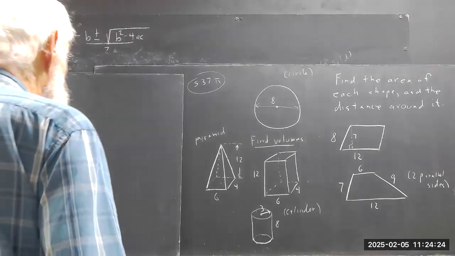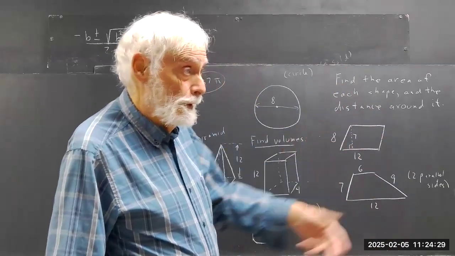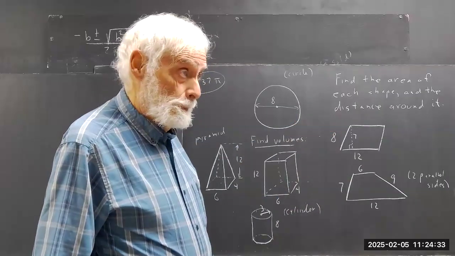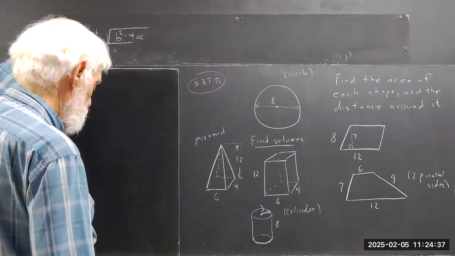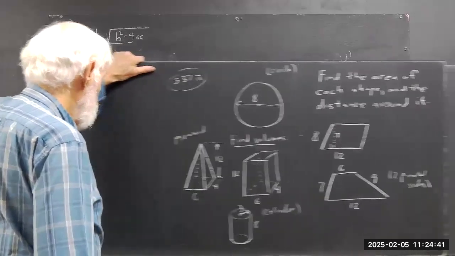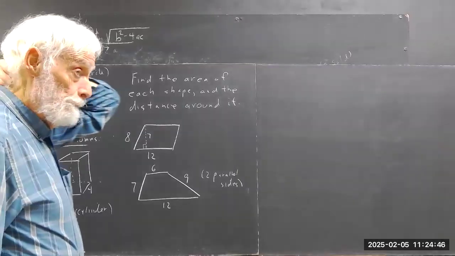Okay, so we've got a bunch of figures, and we want to find some areas and volumes and perimeters and circumferences. Okay, take this figure, this is a parallelogram, right? So I think everybody recognizes that as a parallelogram. And if you want the area of a parallelogram, you multiply its base by its altitude, okay?